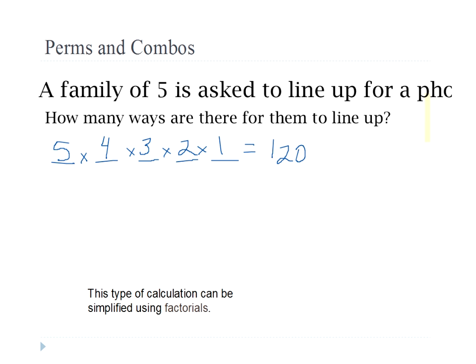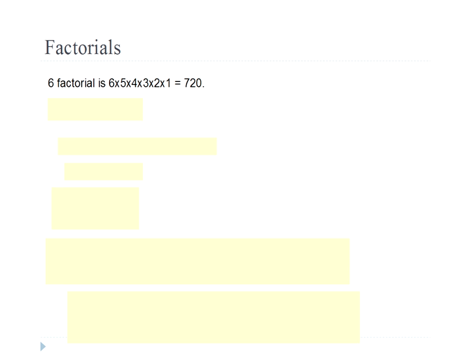Okay, and so this kind of taking a number and then multiplying it by every number down to 1 is a factorial. It's going to be very useful for permutations and combinations. So for instance, 6 factorial is 6 times 5 times 4 times 3 times 2 times 1, which is 720. So the way that we write this is like this, and you would say this is 6 factorial.